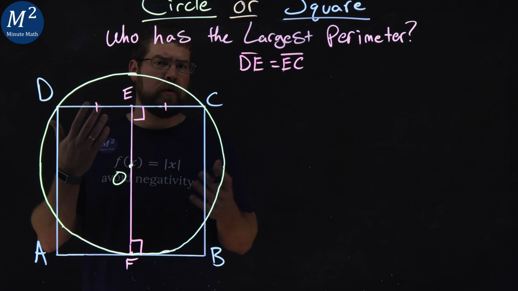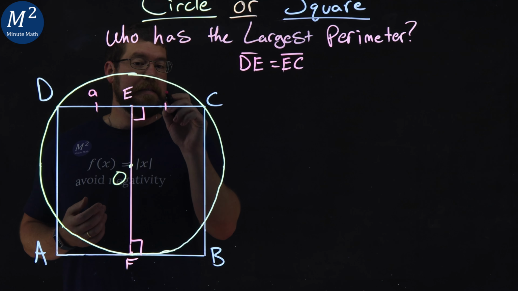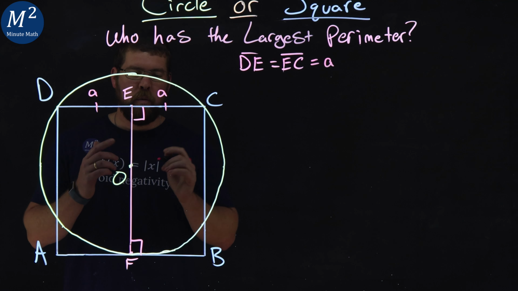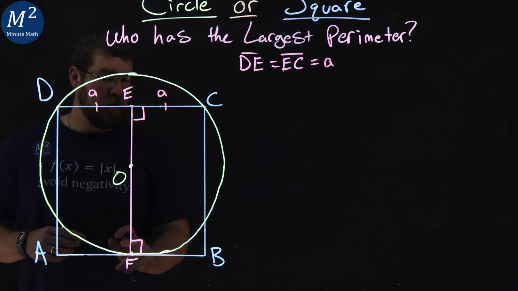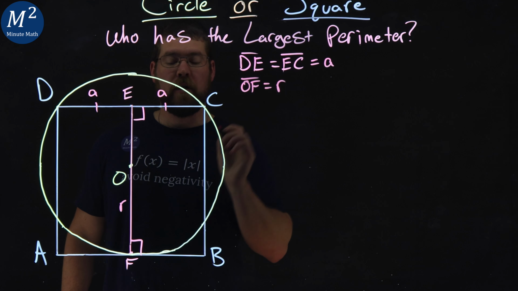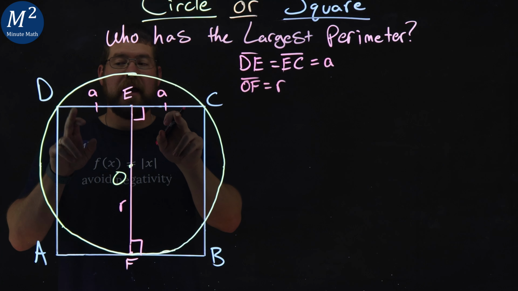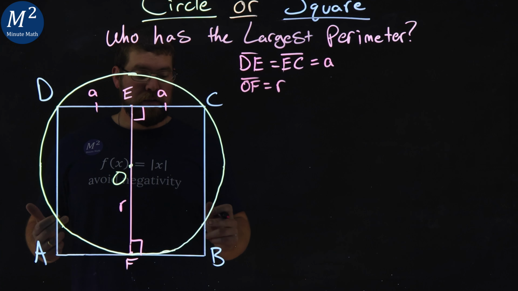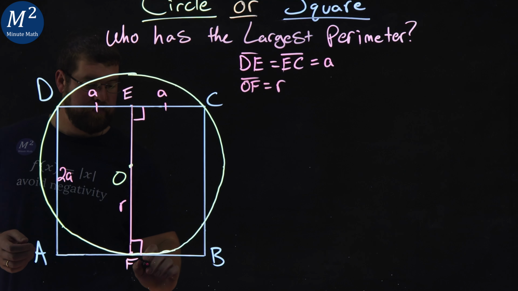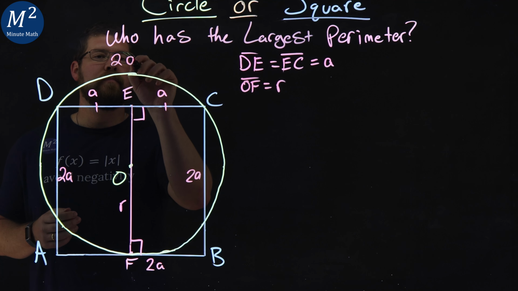Since the lengths are equal, let's give them a variable value so we can work through this problem. Let's call them variable A. That length, DE or EC, is equal to the length A. Note that our radius is OF, so OF is equal to our radius. And if A plus A is the length of DC, the side length of our square, we can write that as 2A. And 2A up here.